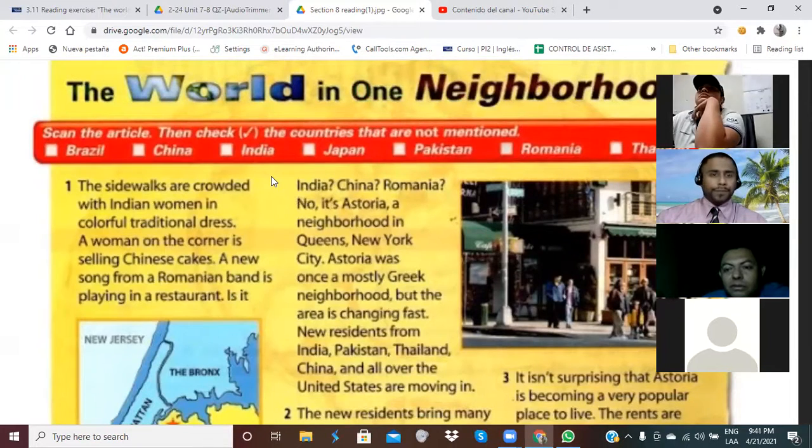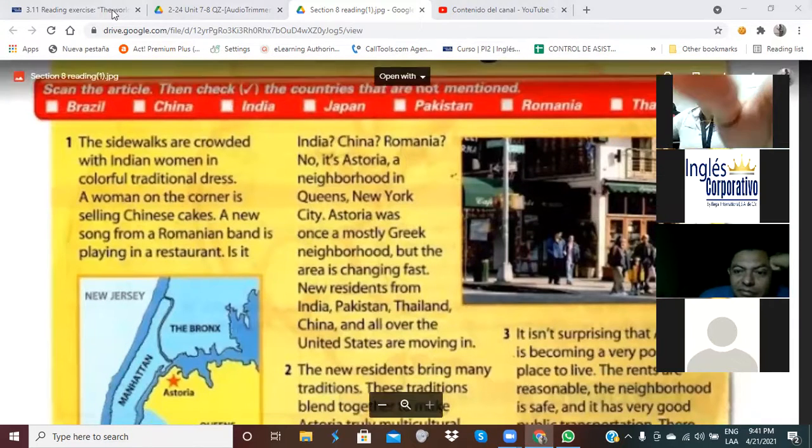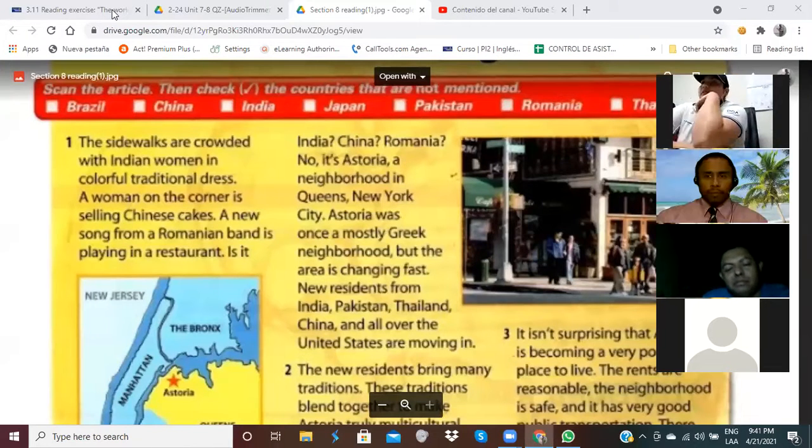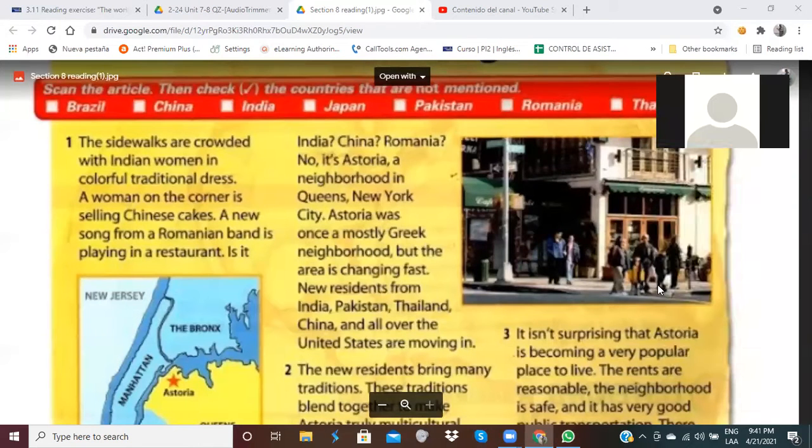Monica, number one, please. The sidewalks crowded with the women in the colorful traditional dress.